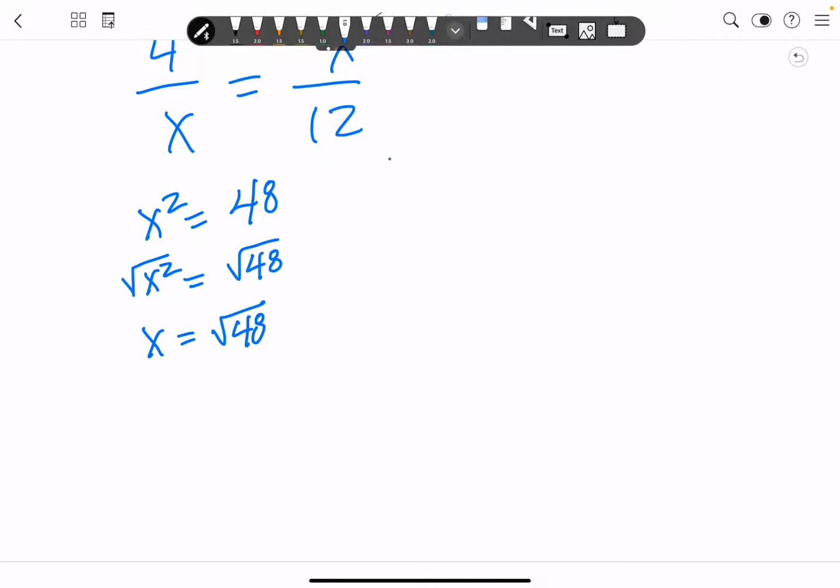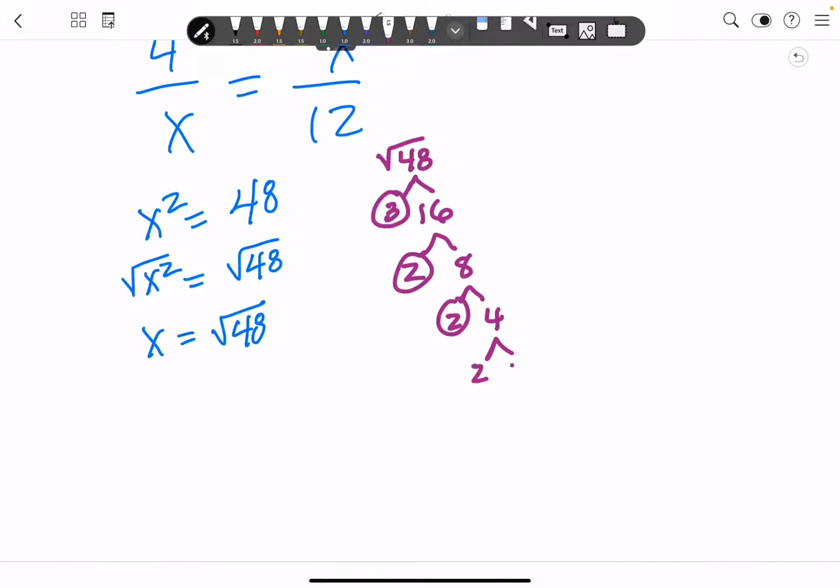So what we're going to do, if you need to, you can do the tree method, or you can do the perfect squares method. With the tree method, to simplify the square root of 48, you get the prime factorization of it. So 3 times 16. 3 is a prime number, so you circle it. 16, you can split up into 2 and 8, or whatever other factors you get. No matter which factors you use, at the end, your prime factorization will still be the same. So I've got 2 times 2 times 2 times 2 times 3.